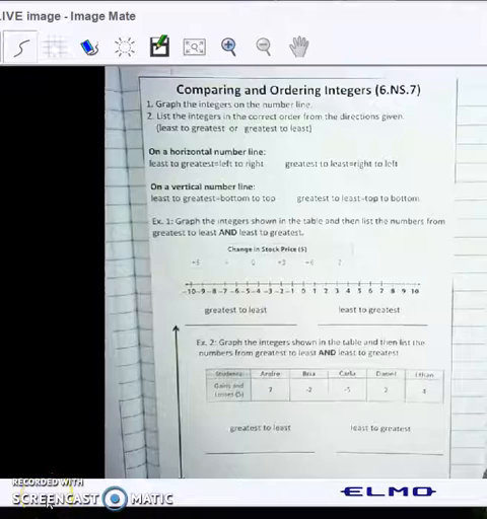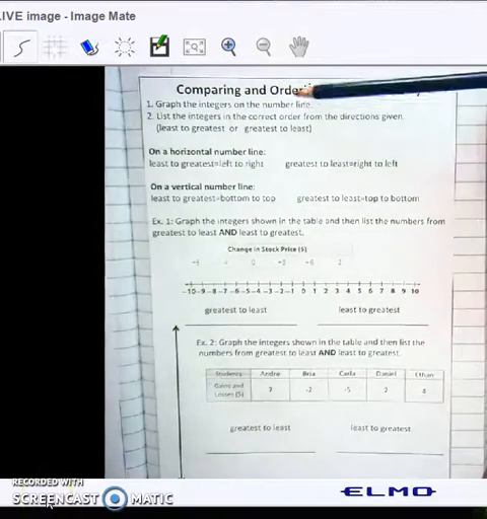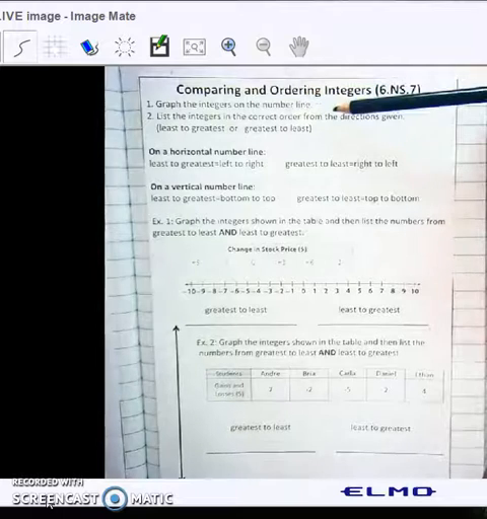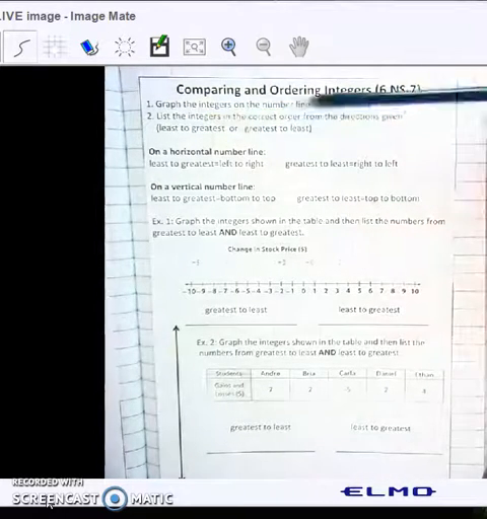For today's lesson, we're going to be comparing and ordering integers. So it says graph the integers on the number line. List the integers in the correct order from the directions given, either from least to greatest or greatest to least.